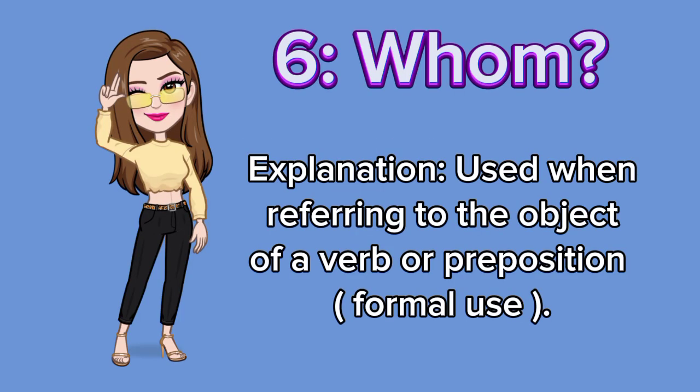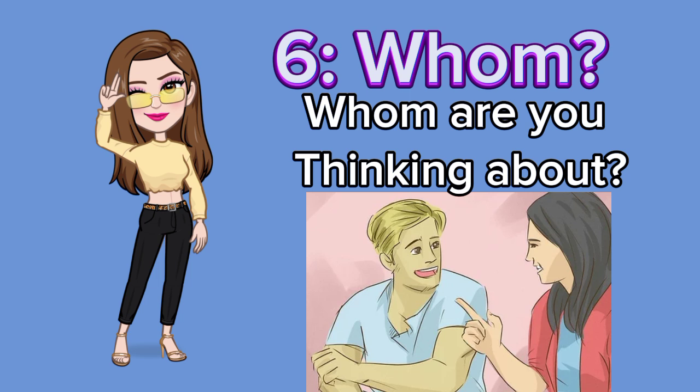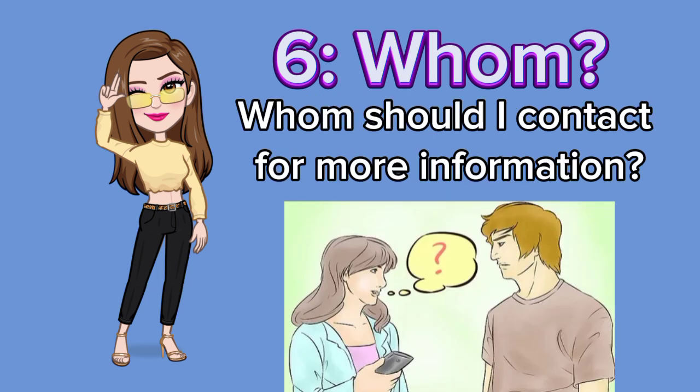6. Whom. Explanation: used when referring to the object of a verb or preposition, formal use. Example: Whom did you invite to the party? Whom are you thinking about? Whom should I contact for more information?